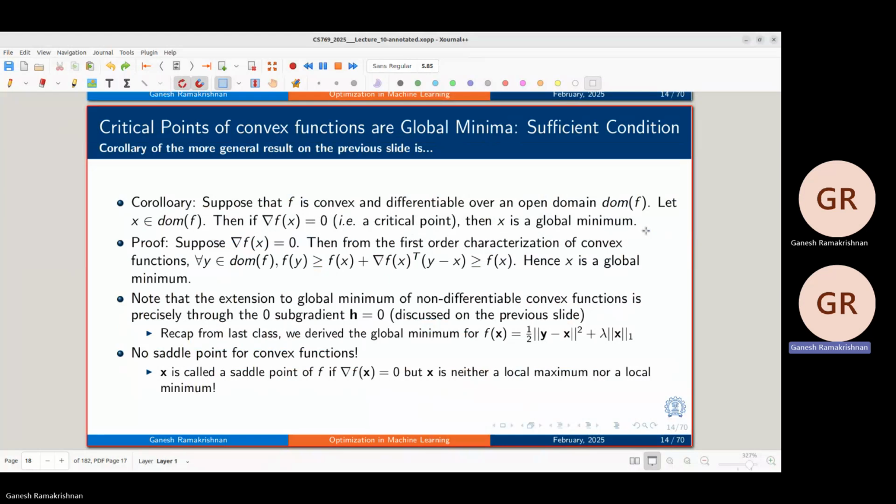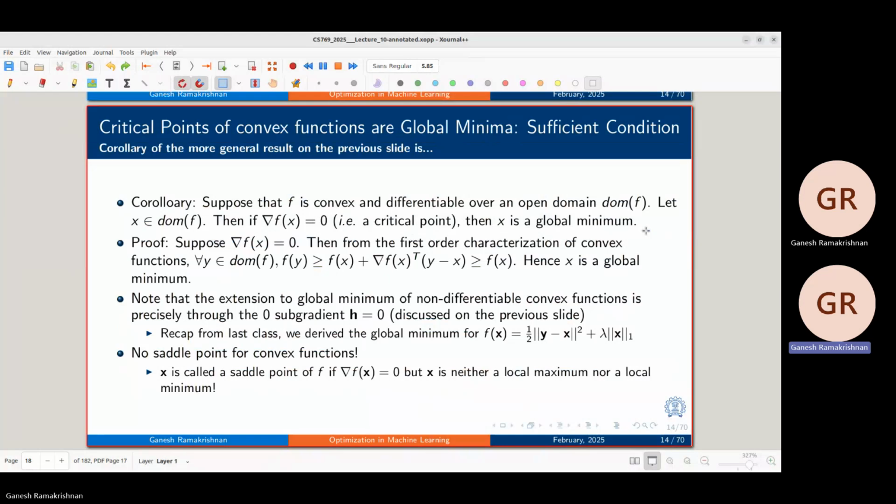In fact, last class we derived the global minimum for f of x equals 1/2 norm y minus x squared plus lambda norm x 1. The other interesting thing is there's no saddle point for convex functions. What is a saddle point? You have seen a horse saddle? How does a horse saddle bend? It bends sidewards so that your feet can be hanging, and then at the front it's going up, right? So that you don't fall off either to the front or the back. So the place where you sit on a horse, the seat, it has both a dip and a peak, right?